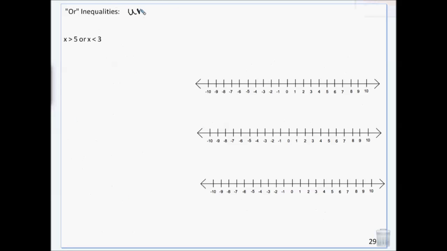Ors are called unions. And in the real world, a union is when you bring two things and you combine them together. A marriage is a union, 2 lives coming together. Our country is a union, 50 states coming together to make one thing. So unions, you keep all portions of both graphs.